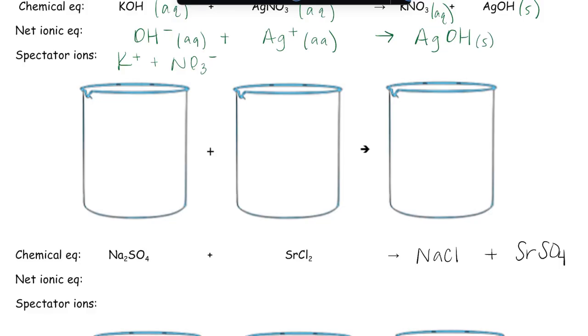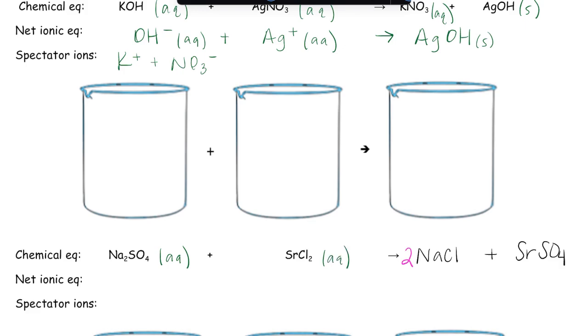So in our sodium sulfate, we have 2 sodiums. I'm going to put a 2 in front of sodium chloride. That gives me 2 chlorides, but I needed 2 chlorides because of my strontium chloride. So now I have a balanced equation. So let's look at our solubility rules. So both of our reactants will always be aqueous.